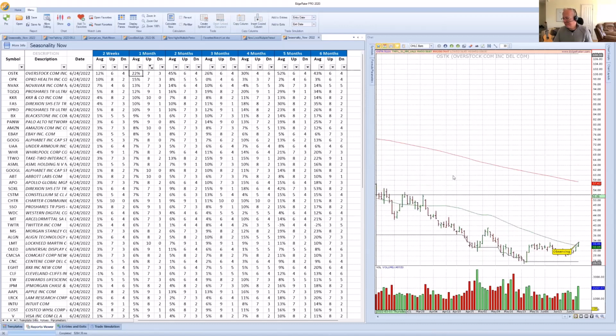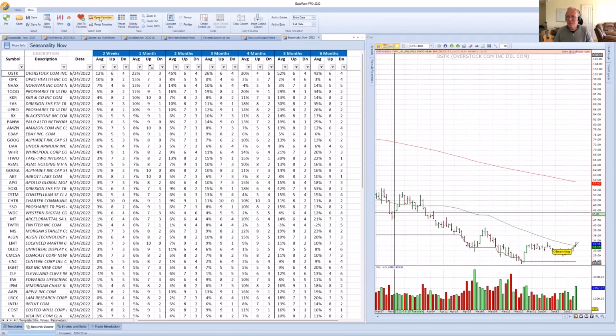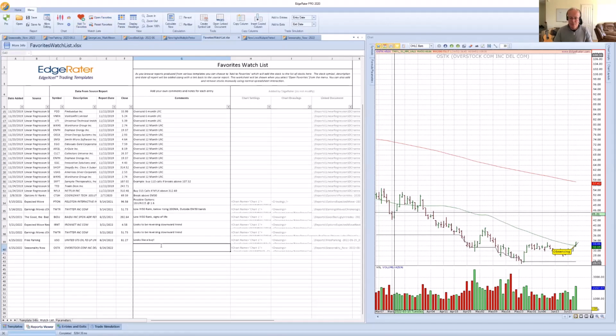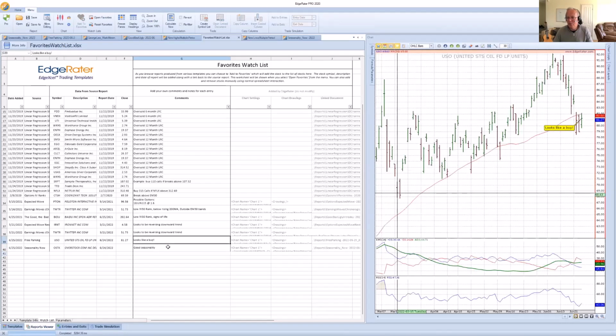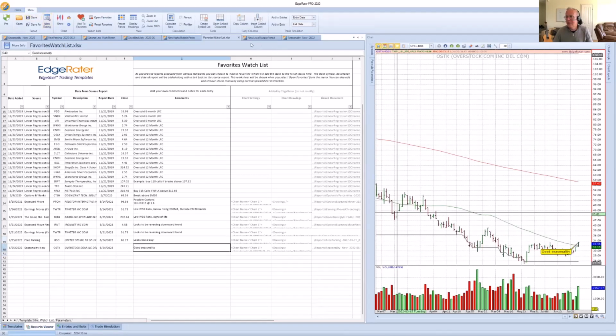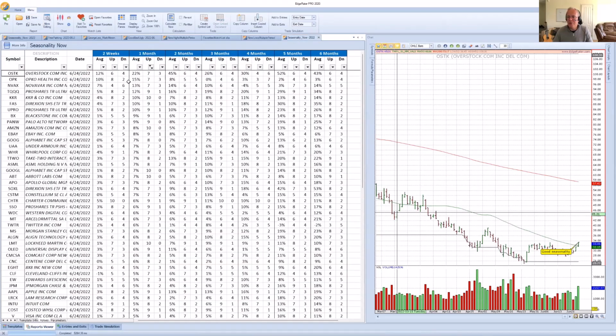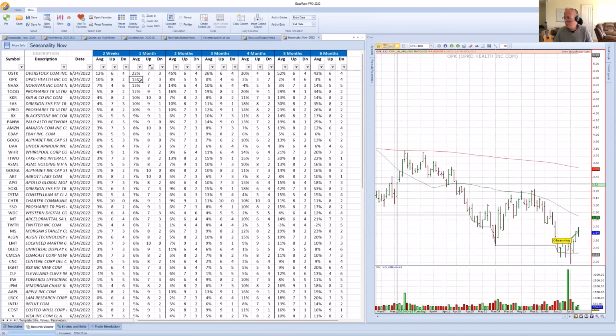So you've got Overstock. Okay, so Overstock is here, had a good week last week. It's at recent highs at the moment, but it has great seasonality coming up. So it could be something to add to a list of favorites. I just said add to favorites. Let's open those favorites and then just say good seasonality. And then I can always go back to that at any time in the future and see what really happened in that case.